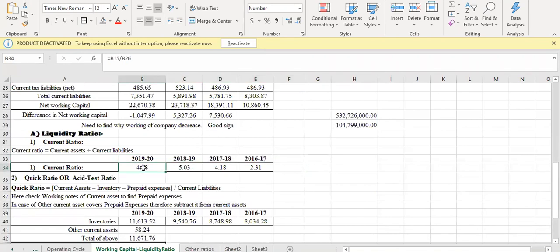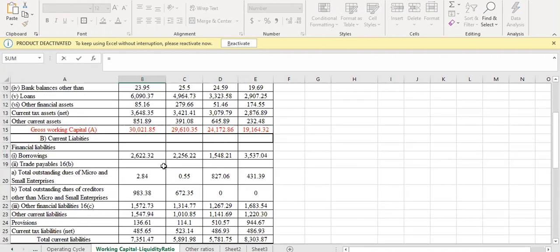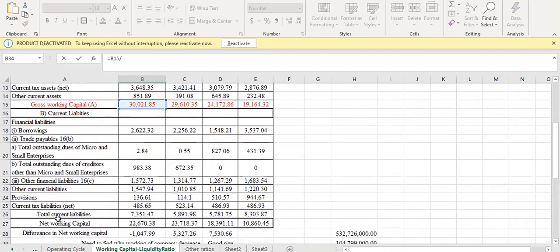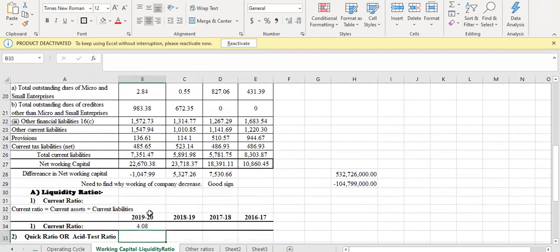So here I am going to calculate for the first year. As I told you, current assets. We already calculated current assets on the sheet. This is the gross working capital, which is nothing but our current assets. So current assets divided by current liabilities. This is total current liabilities, correct? So here it is total current liabilities. So you get 4.082. This is a proportion actually. This is showing a proportion.